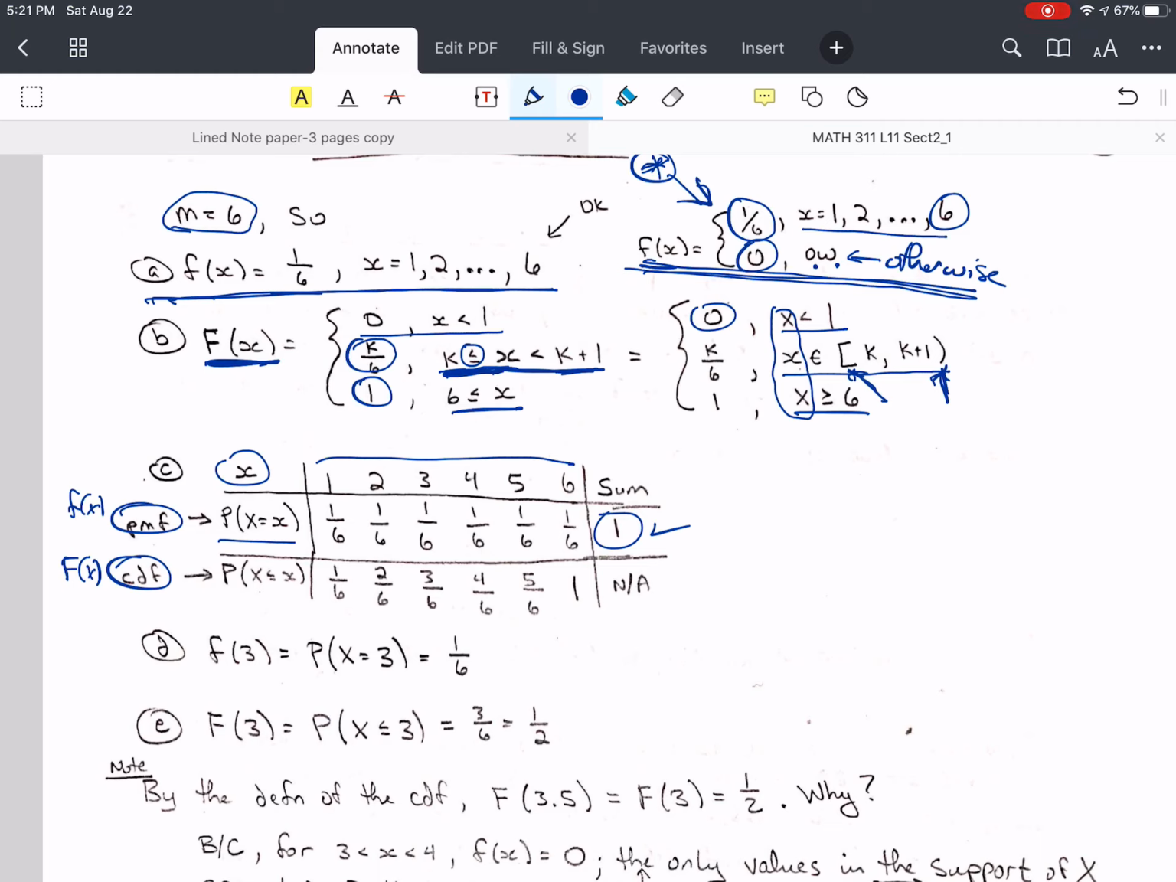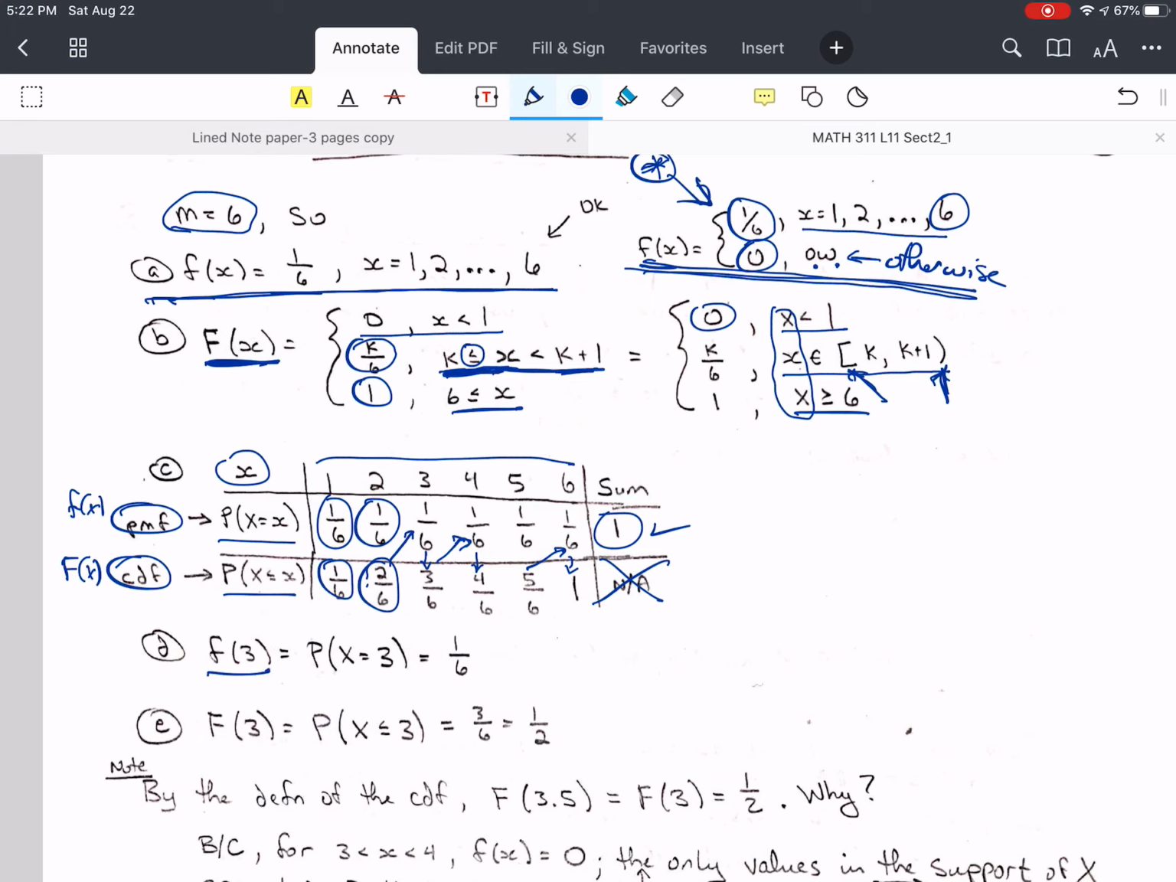And here, since we're doing the cumulative, we add up all the values of f of x up to this point. So far we only have 1/6. Then we add 1/6 to that to get 2/6. And then we add 1/6 to get 3/6. And then we add 1/6 to get 4/6. I think you can see the point. When we add the last one, we better get 1. And we don't sum these up. That makes no sense.